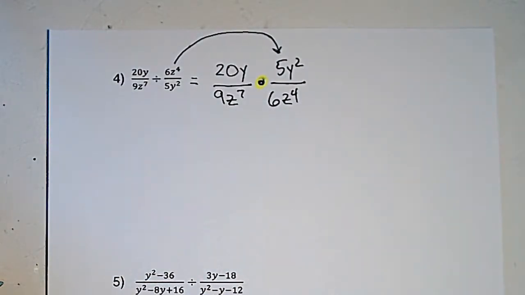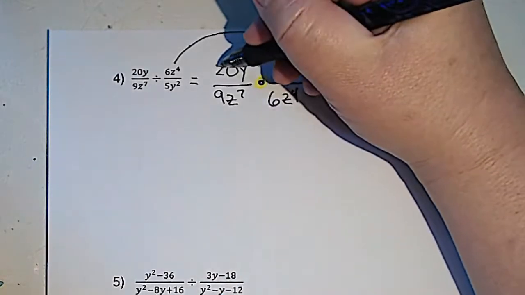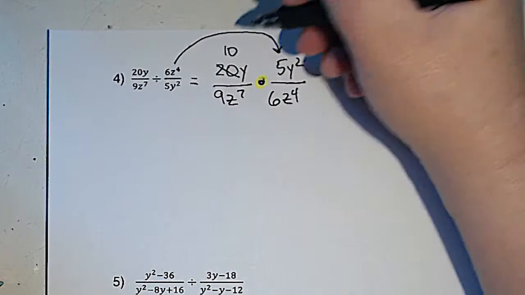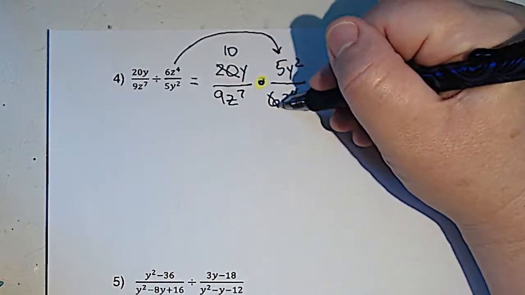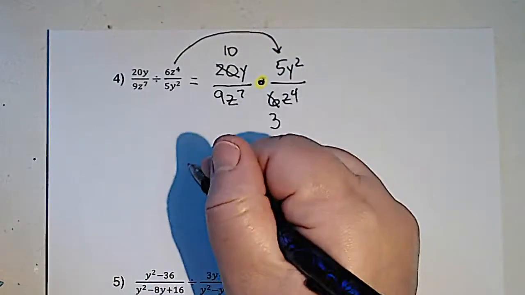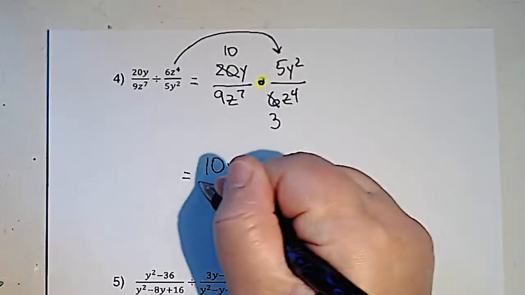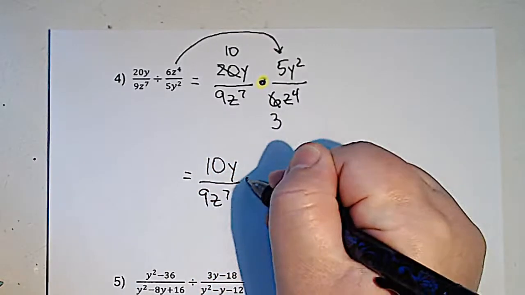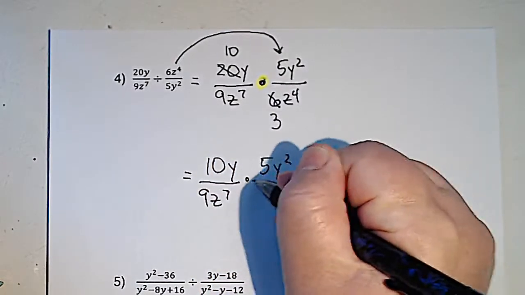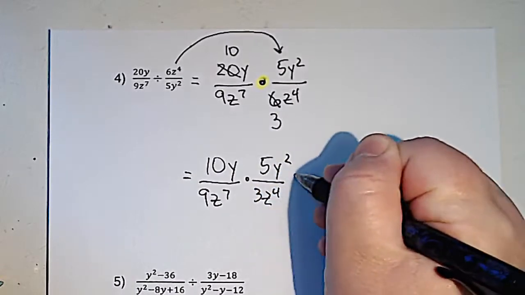See that? And now that I see this, I do see a couple things. Well, I see one thing that cancels. I don't know if y'all see it. There is a 20 and 6 share a 2. So I'm going to go ahead and cancel the 20. I try to do it with a single line so I can still read what was underneath it. I get 10y over 9z to the 7th times 5y squared all over 3z to the 4th.